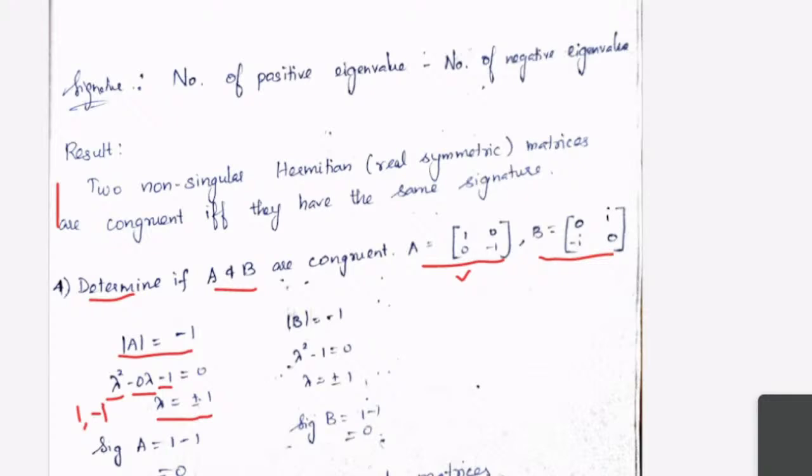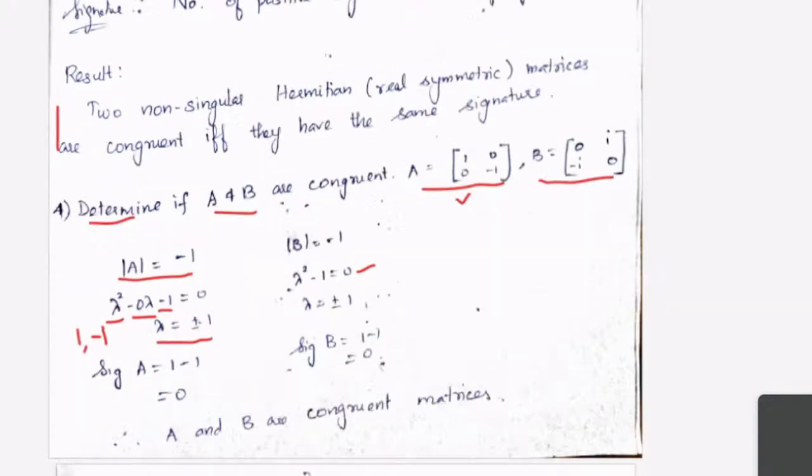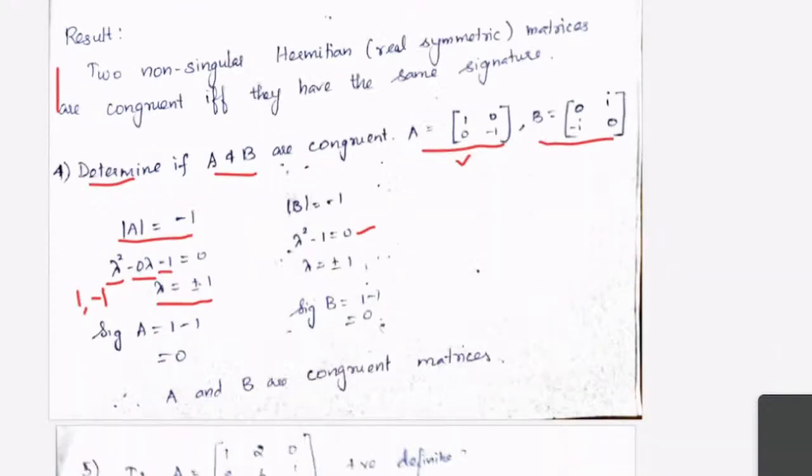Finding the characteristic equation of the matrix B: lambda square minus trace, which is 0, plus the determinant of B, which is minus 1. Lambda square minus 1, the same eigenvalues. So the signature of B is 1 minus 1, which is equal to 0. Then we can say that A and B are congruent matrices.